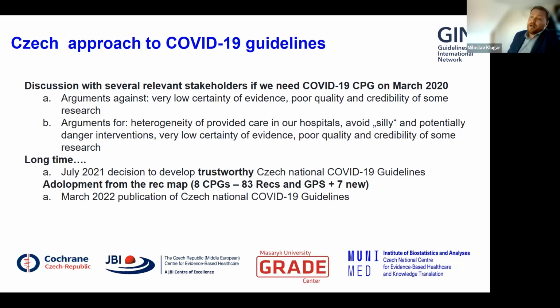So right now, we have actually finished the first version of our guideline. It's completely by the method of development from the RecMap. In the end, there were included 8 guidelines, which were identified through the RecMap, 83 recommendations and good practice statements, and 7 new or de novo developed recommendations and good practice statements, which were developed by our team. This guideline will be published on our national portal after peer review rounds in March 2022.